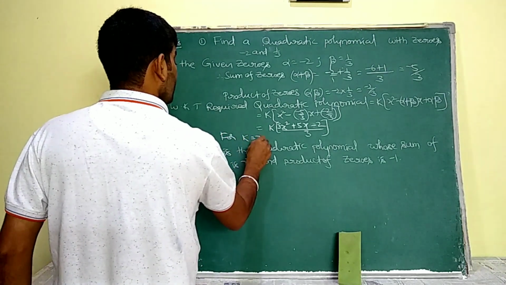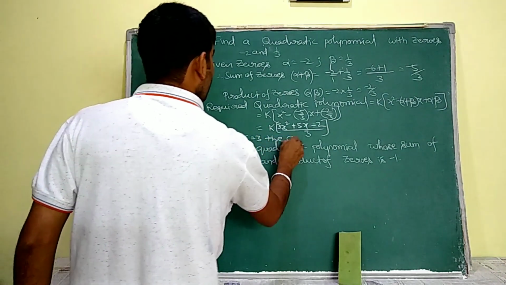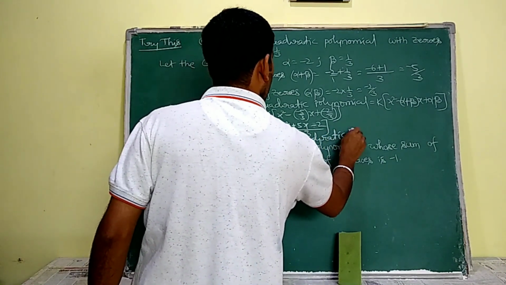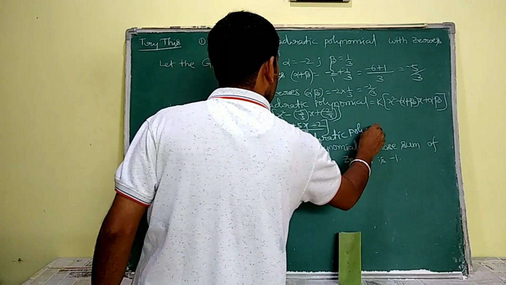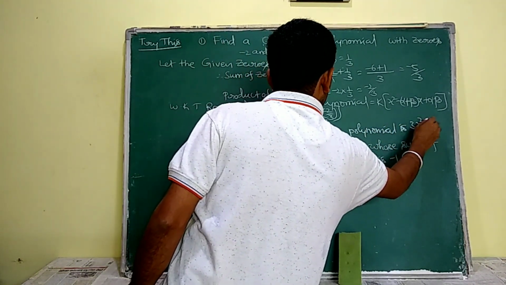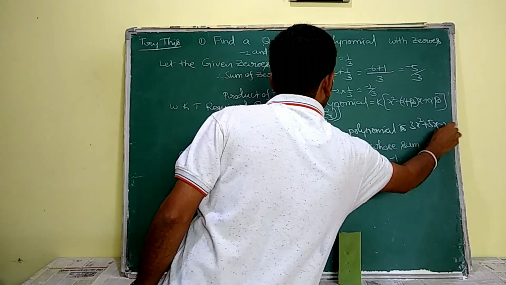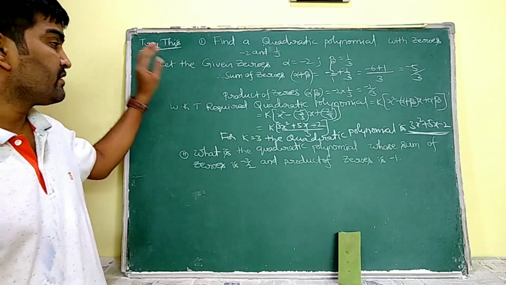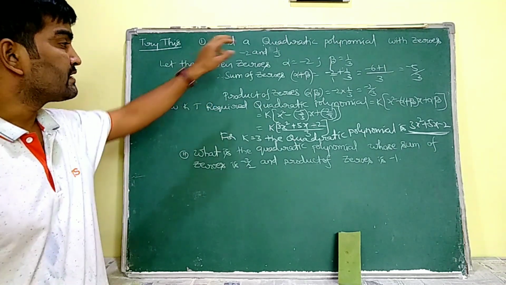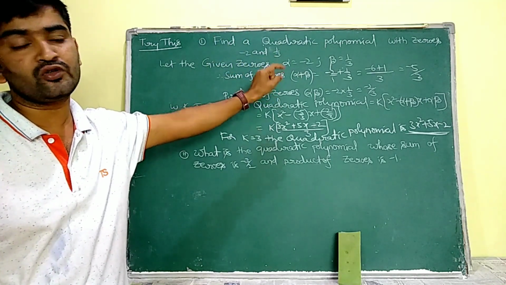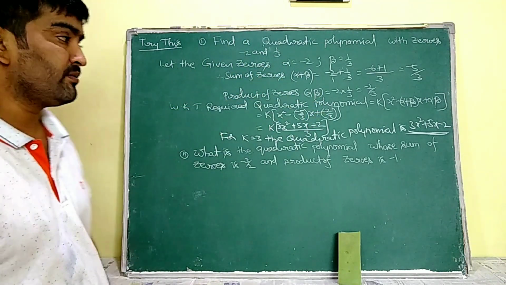For k is equal to 3, the required quadratic polynomial is 3x square plus 5x minus 2. These are the very important methods. Here we have to write the sum of zeros first and then the product of zeros, and we have to substitute those in the required quadratic polynomial formula.